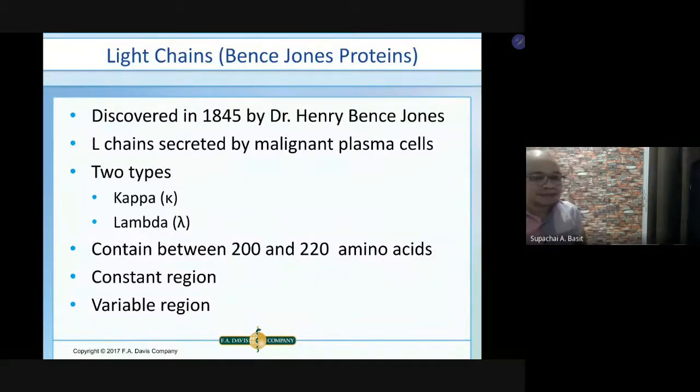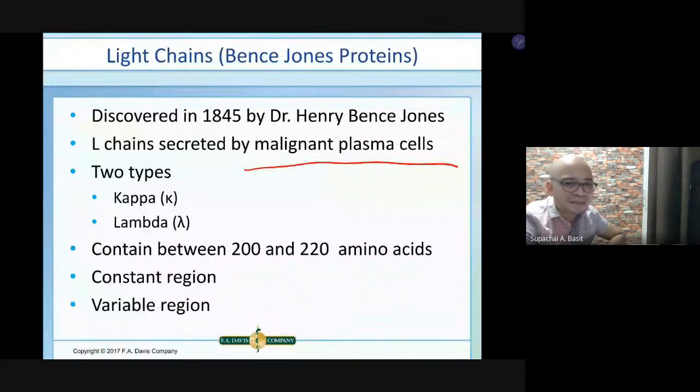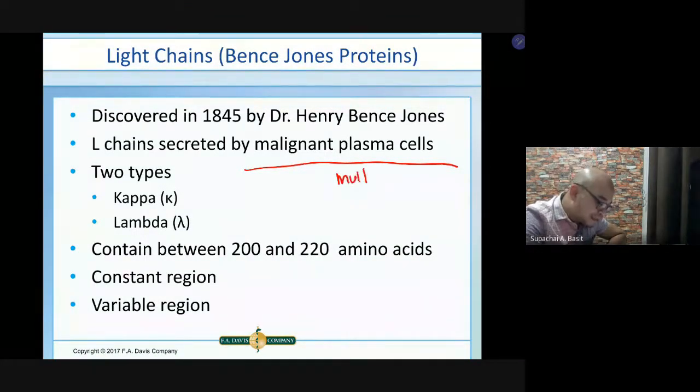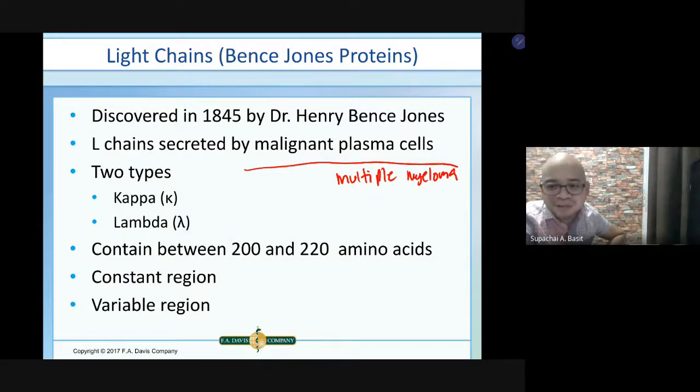So let's talk first about the light chain. Light chains are known as the Bence-Jones proteins. I hope you already tackled this in your AUBF. Nonetheless, L chains are secreted by malignant plasma cells. It was discovered by Dr. Henry Bence-Jones, particularly in patients with multiple myeloma, which is actually cancer of the bone marrow. The light chains are made up of kappa and lambda chains, and combining the two, we have about 200 to 220 amino acids.